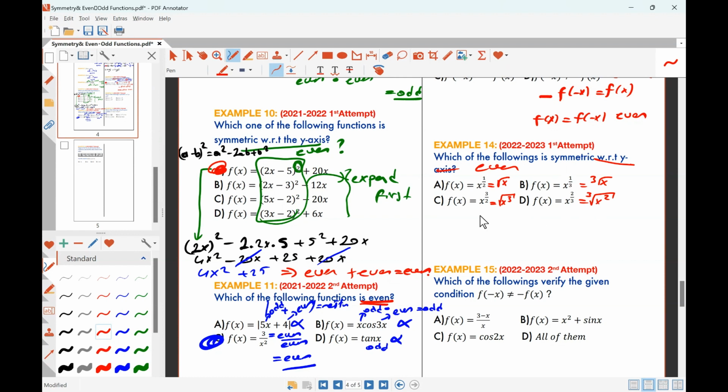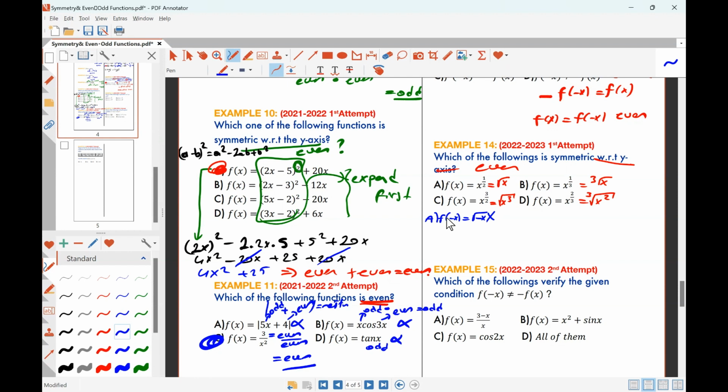You can solve these questions by changing your x with negative x. So see if the result is opposite or the same. For option A, square root of x, by switching the x with negative x, f of minus x is going to be square root of minus x. Is this the same result? No, not the same. Is this the opposite result? No, not opposite. In order for this to be opposite, the minus should be outside of the radical.